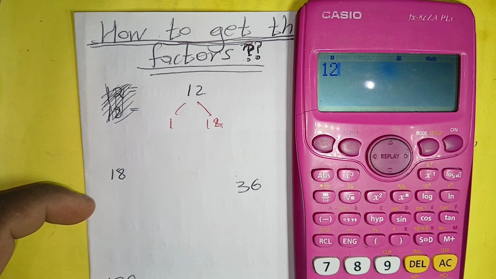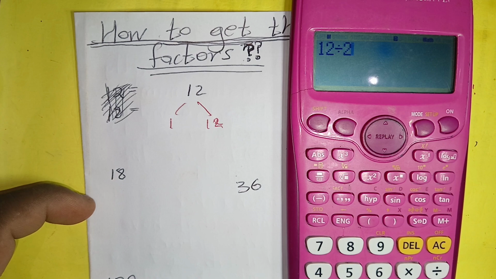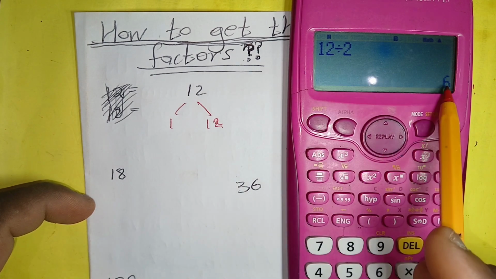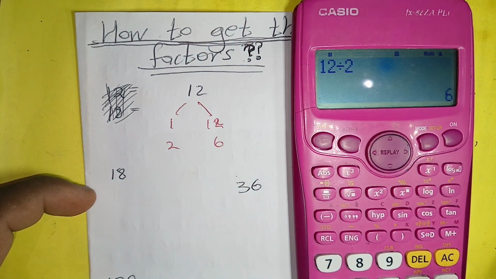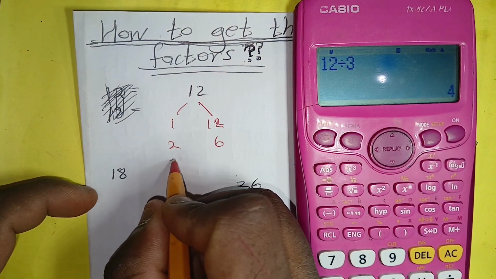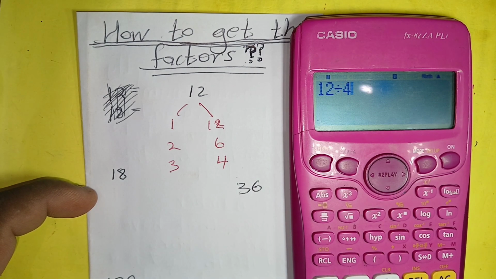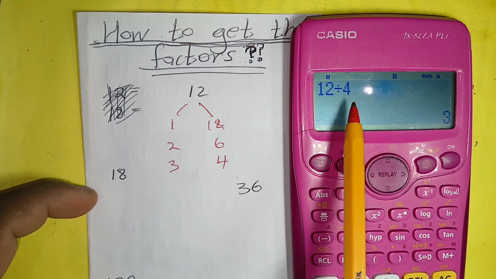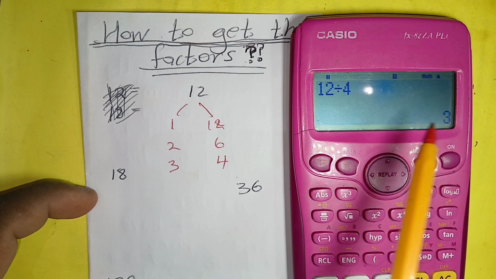Press 12 again, and say divide by 2, meaning that 2 and 6 are factors of 12. Let's remove that 2 and press 3, meaning that 3 and 4 are factors of 12. Then let's try 4. Now it is the repeating factor, because we already wrote it down. 4 and 3, they are repeating.